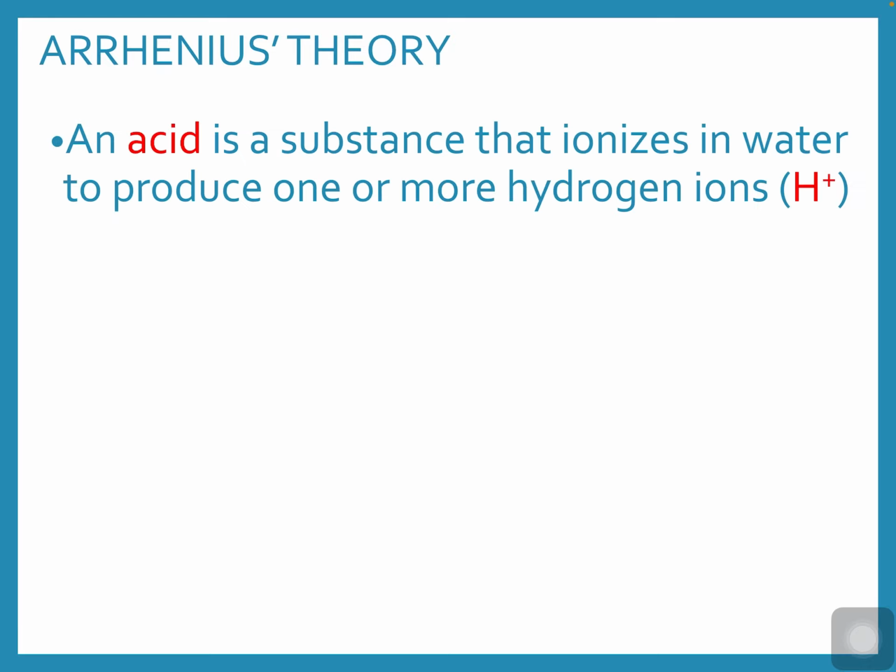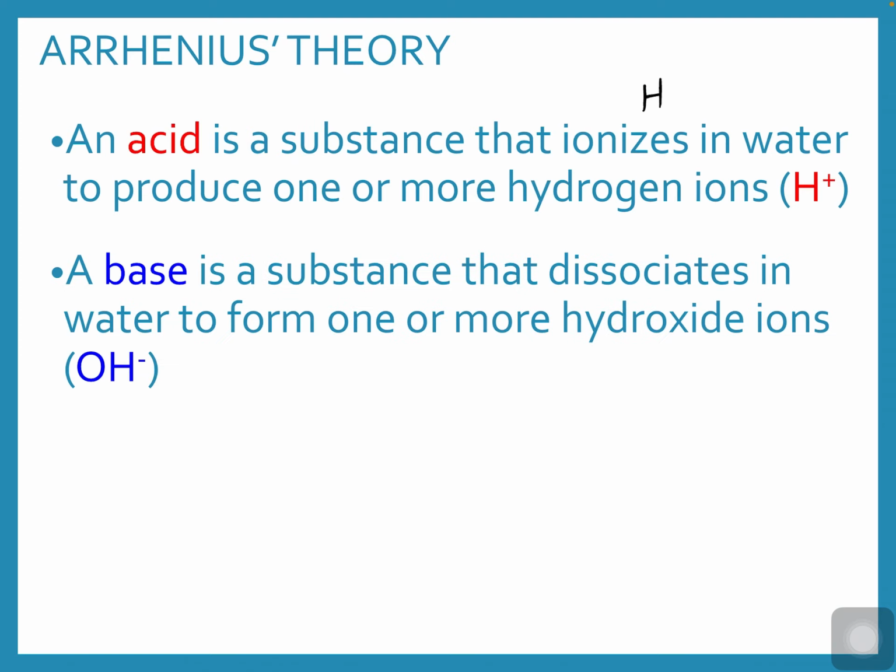So in Arrhenius's theory, acids, when they're put in water, they ionize, so they split into the ions that they're made of, and they produce one or more hydrogen ions. So for example, the hydrochloric acid that we looked at would split into hydrogen and chlorine ions. A base, on the other hand, is a substance that in water would dissociate to form one or more hydroxide ions. So if we had sodium hydroxide, that is going to dissociate into sodium ions and hydroxide ions.